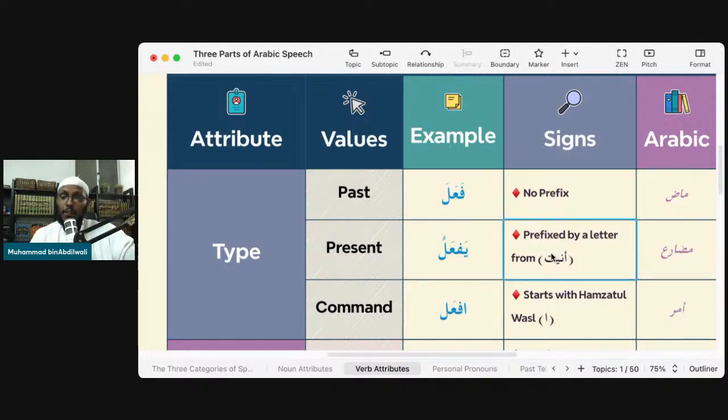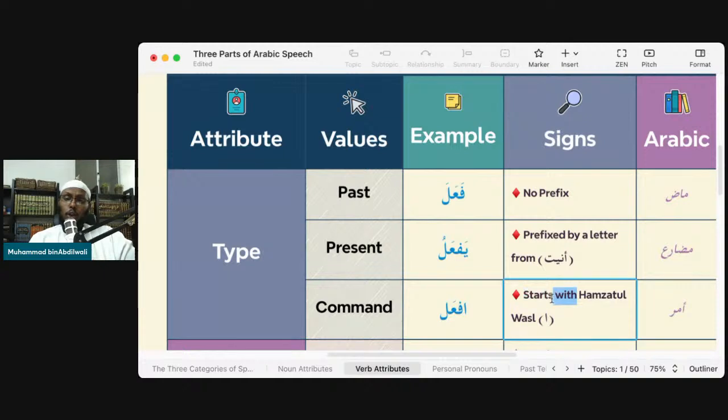A letter from these four letters, one of these four letters, either a hamza or a noon or a ya or a ta. One of those four letters will come at the beginning of the verb. Okay, and the command tense starts with a hamzatul wasl. So it's prefixed by a hamzatul wasl if you like. Okay, so let me say prefixed instead. It starts with hamzatul wasl.